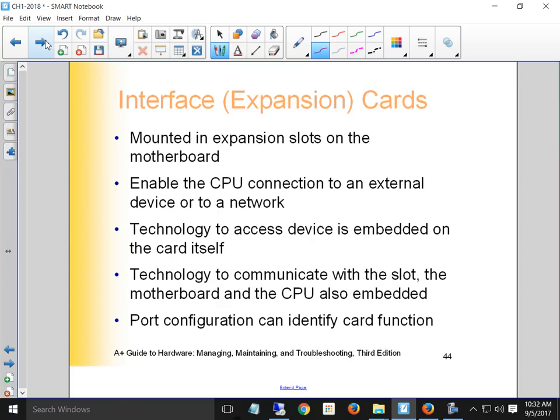The next thing we're going to talk about is interface or expansion cards. I always use the term expansion, but they're also referred to as interface cards. They expand the capabilities of the motherboard. When you buy a motherboard, it has certain things it can do, and it can't do anything else. You can't add things to a motherboard, but you can expand the capability of your system by plugging new stuff into the motherboard.